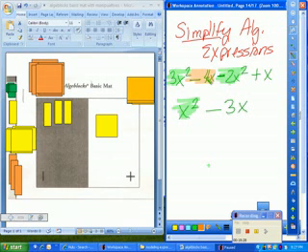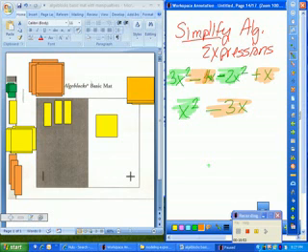Take a look at our other 2 like terms that we have. We have minus 4x. So think about this. Negative 4x's plus 1 positive x. Negative 4 plus a positive 1 is going to leave you with minus 3x.